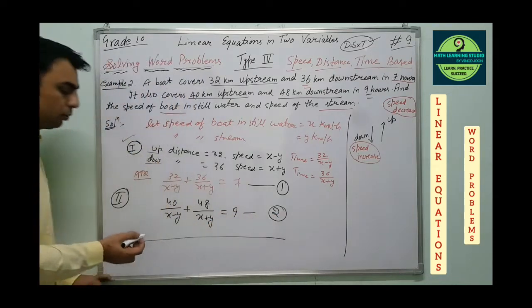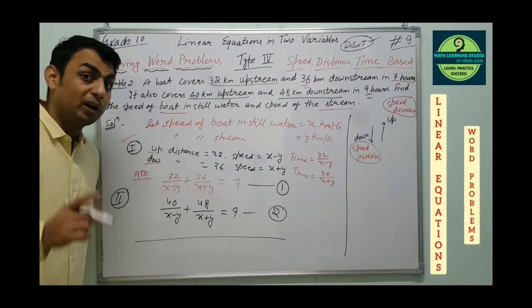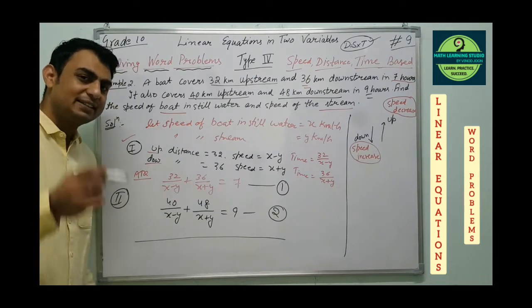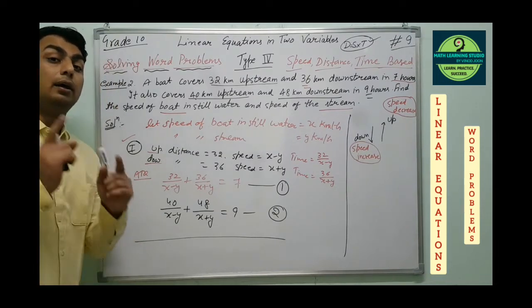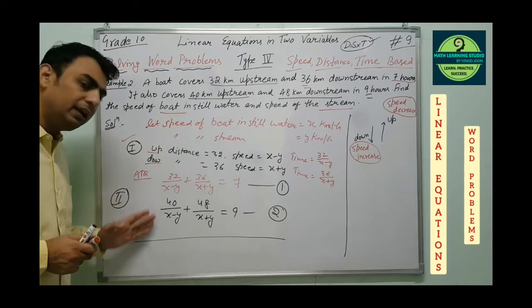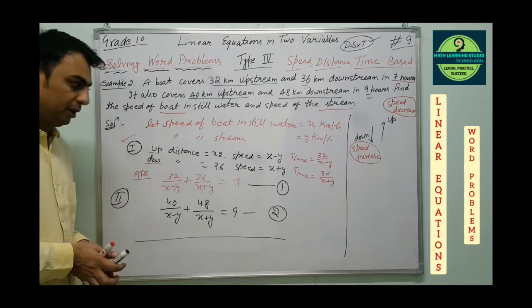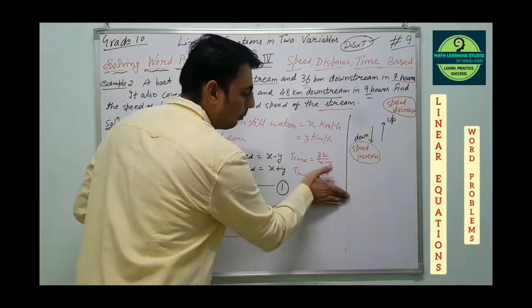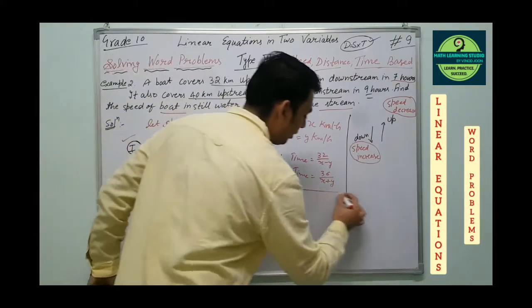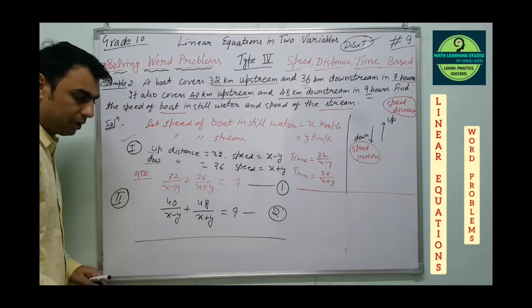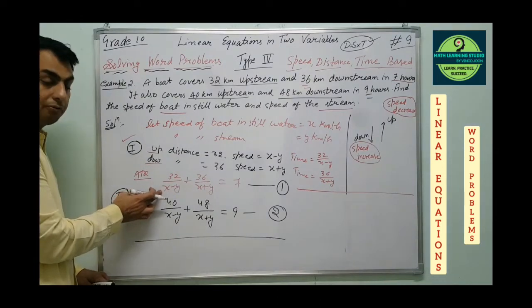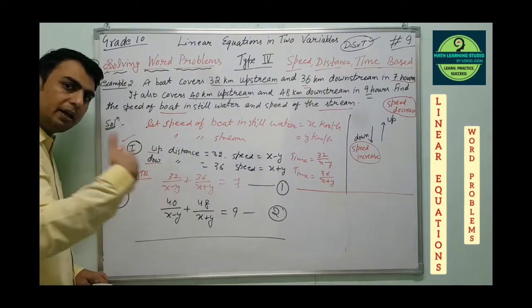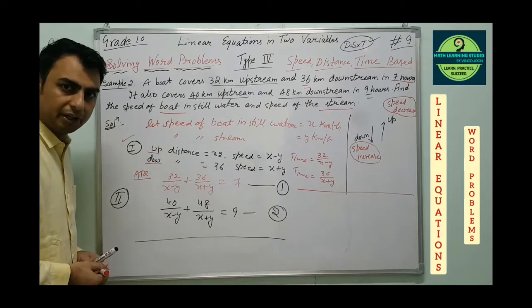So we got 2 equations. And what kind of equations are these? Yes, these are reducible equations. They are not linear, but we can make them linear. And how do we make them linear? We can make them linear by substituting 1 upon x minus y and 1 upon x plus y with some other variables.